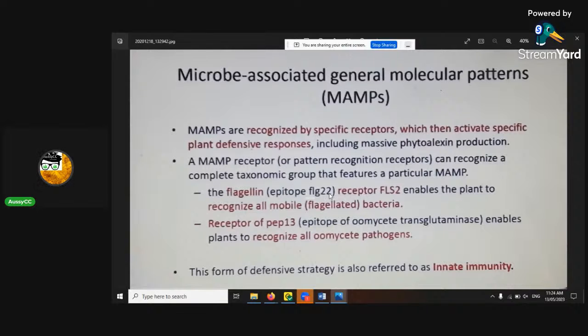Oh, here's that gene. I thought it was that one, but it's wrong. It's the FLS2 gene receptor in the plant. That's the one that can detect bacteria that have the little squiggly tail at the back called the flagella. And then the PEP13 receptor in medical cannabis recognizes all of the Oomycete pathogens, which is your fungus down near the roots, like Pythium and Fusarium. This form of defense strategy is also referred to as innate immunity.